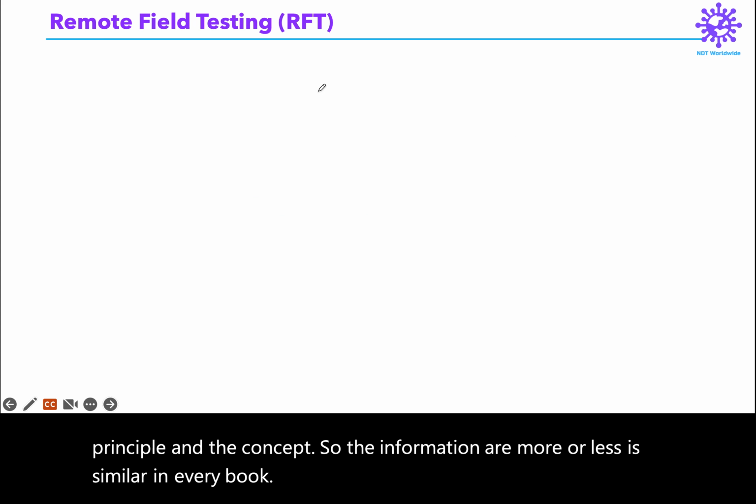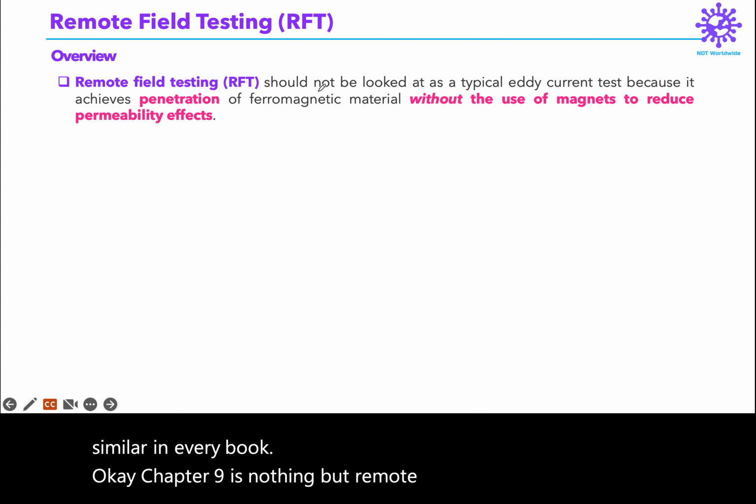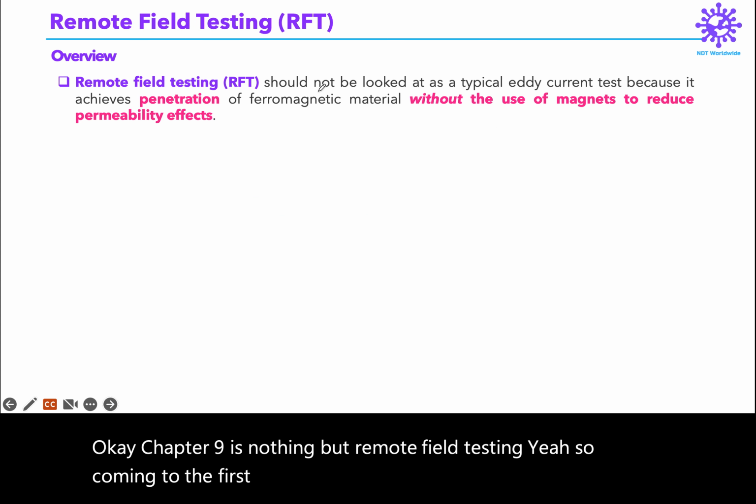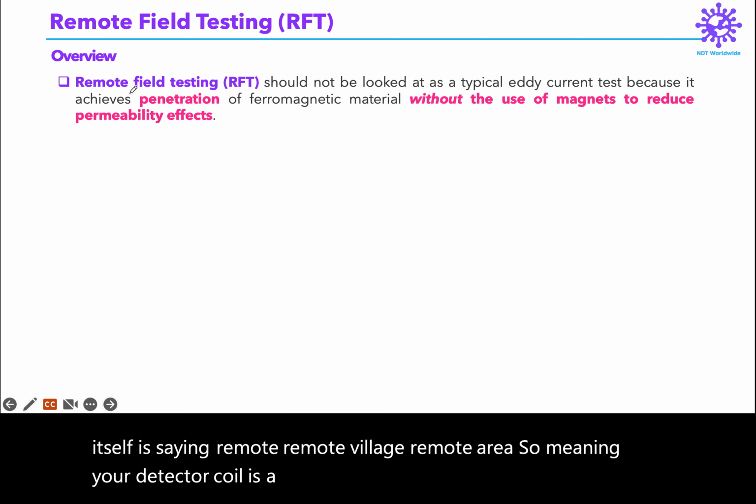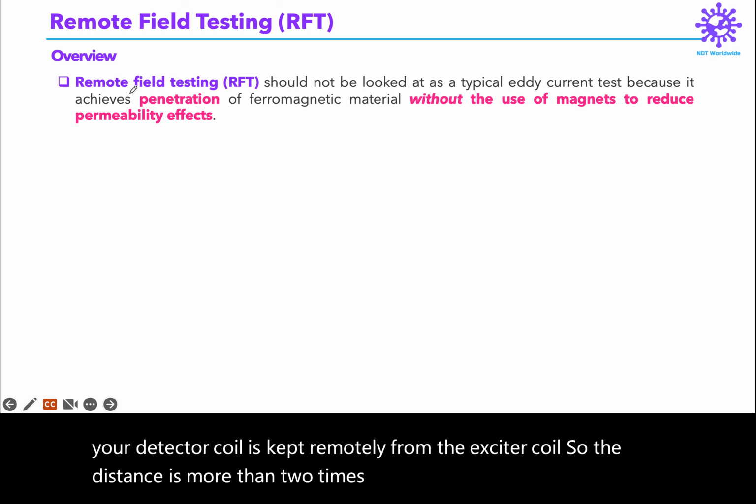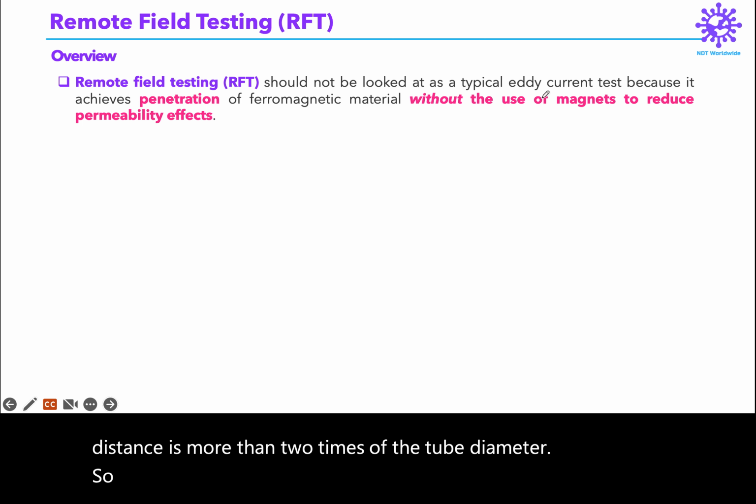Chapter 9 is nothing but remote field testing. Coming to the first point, the name itself says remote, like a remote village, a remote area. It means your detector coil is kept remotely from the exciter coil, and the distance is more than 2 times the tube diameter. So it should not be looked at as an eddy current test.